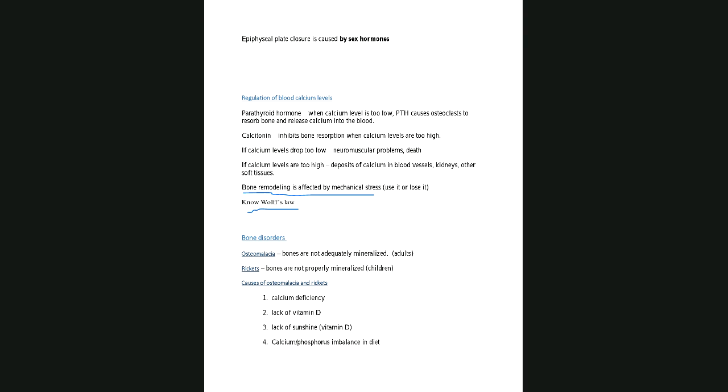Now, bone disorders. Osteomalacia: bones are not adequately mineralized. This is in adults. Rickets is the same disease, but in children. The bones are not adequately mineralized, and you'll get bow legs, knots around joints, and pain. Causes of both these syndromes, osteomalacia and rickets, could be a calcium deficiency, a vitamin D3 deficiency, lack of sunshine, which unless you take a D3 pill or drink lots of D3 fortified milk, you're not going to get D3 if you don't get some sunshine, or a calcium phosphorus imbalance.